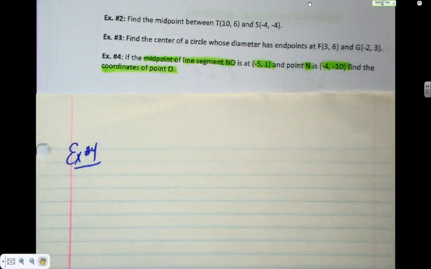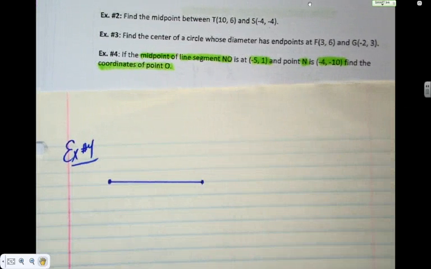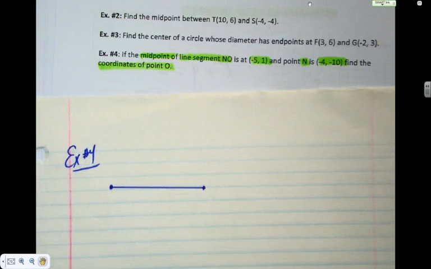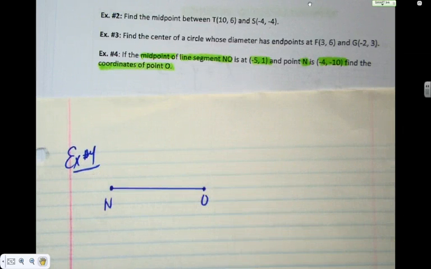Start with a picture. What's a line segment? It's a line. Well, it's kind of a line. What's the difference between a line segment and a line? Line segments end, lines go on forever. What are the letters of this line segment? N and O. Does it matter which way I put them? No, I could have put O on the other side and N on the other. Right, doesn't matter as long as there's an N and there's an O. Okay, what else do we know?